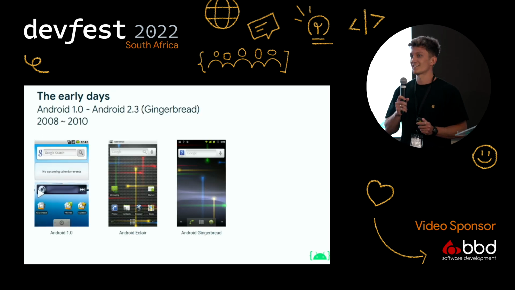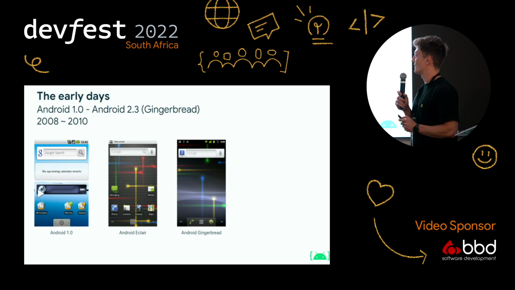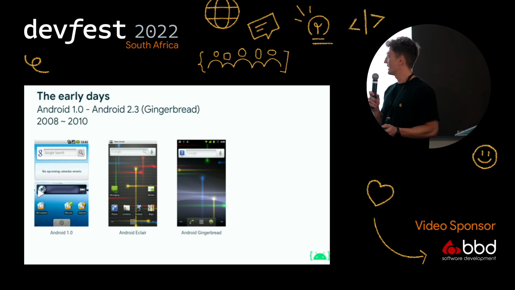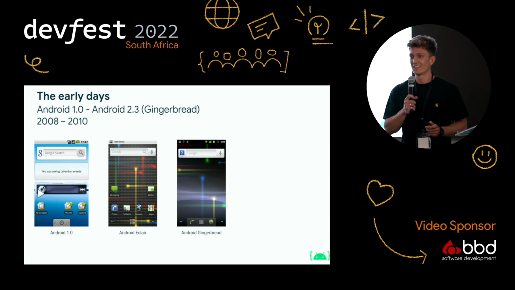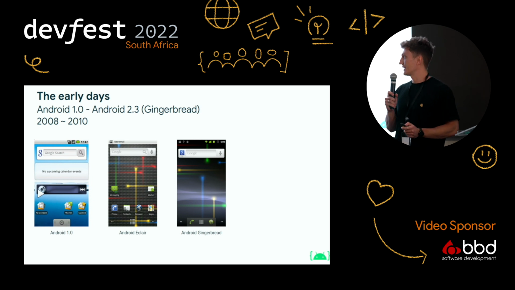So the early days kind of looked like this. Android wasn't exactly the prettiest OS to begin with, to be honest. So Android 1 all the way through to Android 2.3 Gingerbread had this very, how can I say, dated look. The apps were a bit of a wild west situation. The design was all over the place. There wasn't really any clear guidelines as to how to design an Android app back then.